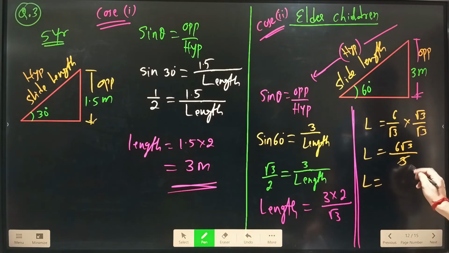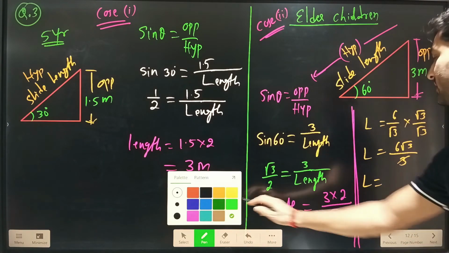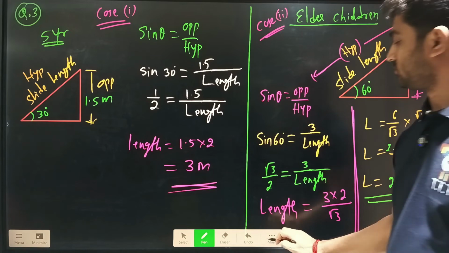3 ones are 3, 2 twos are 4. 3 ones are 3, 2 twos are 4. So 2 root 3 meters. That is case number 2.